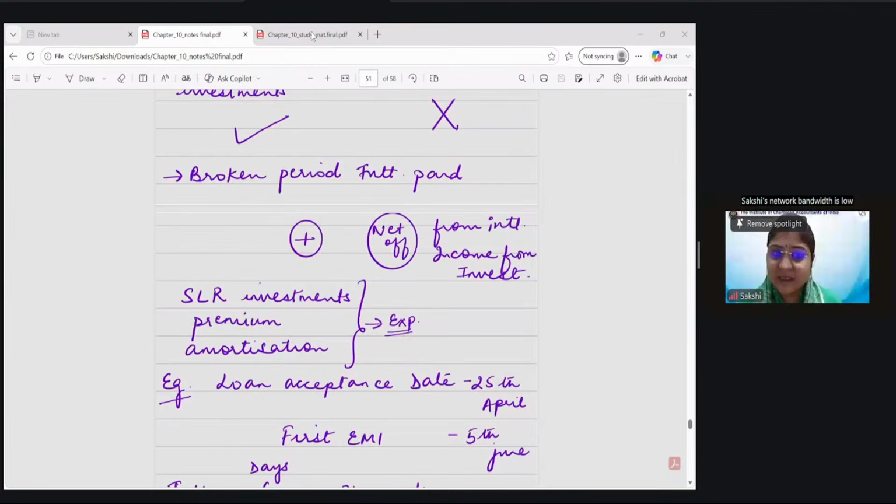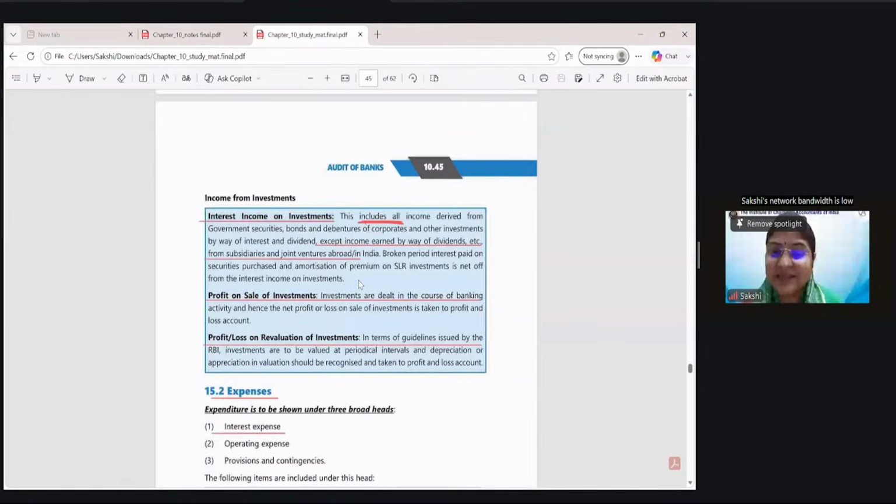Let's come to our study material. Let us see what it says. It says the broken period interest paid on security purchase and amortization of premium of SLR investment is netted off from the investment income. So this broken period interest and your other expenses will be netted off, meaning the entire income from investment minus broken period plus the expenses of the bank.